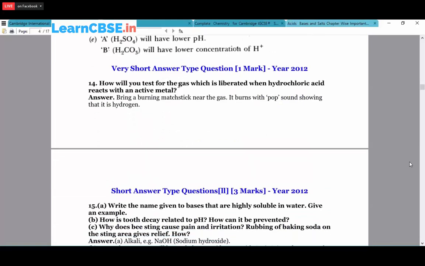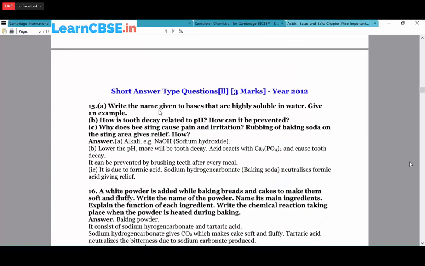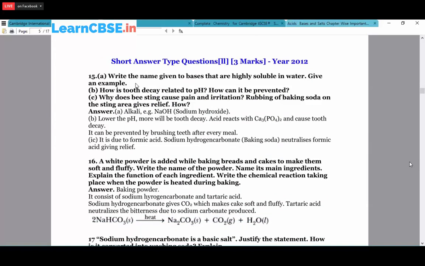How will you test for the gas which is liberated when hydrochloric acid reacts with an active metal? We bring a burning matchstick near the gas. We will get the pop sound that shows the presence of hydrogen. Write the name given to the bases that are highly soluble in water. Give an example. Group 1 metal hydroxides are highly soluble in water. So sodium hydroxide is an alkali. How is tooth decay related to pH? How can it be prevented?